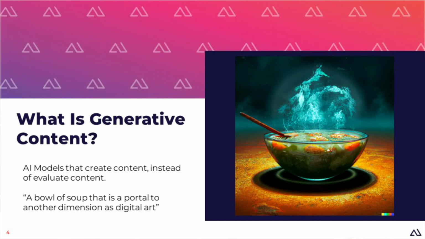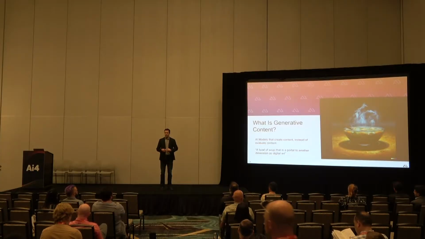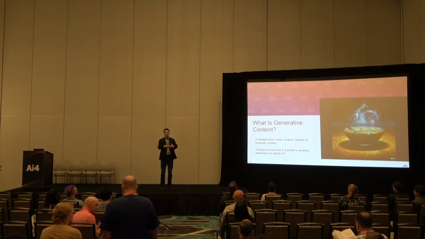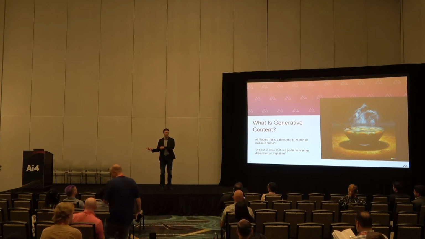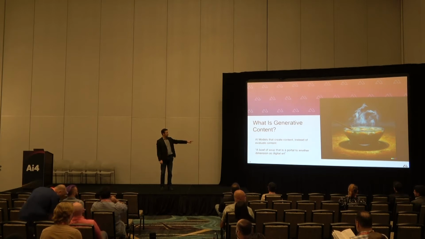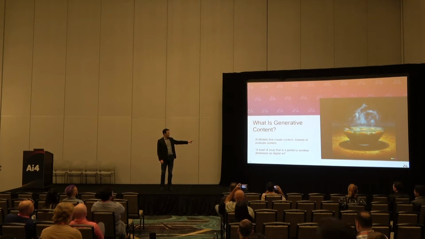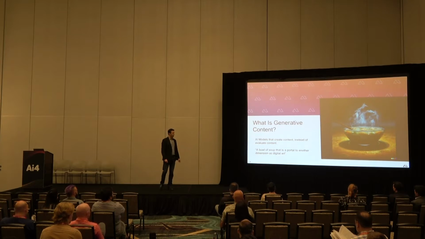I want to start by talking about generative content. So if you've heard of a model that came out called DALL-E 2, which is a multimodal model, so they trained a whole bunch of images and descriptions of those images together, so that if you give the model an image, it'll tell you what's in the image, it'll give you the description, and if you give it a description, it'll give you an image. So this is a famous example that's been going around the internet, where somebody gave DALL-E 2 the prompt, a bowl of soup that is a portal to another dimension as digital art. And DALL-E 2 created this picture.